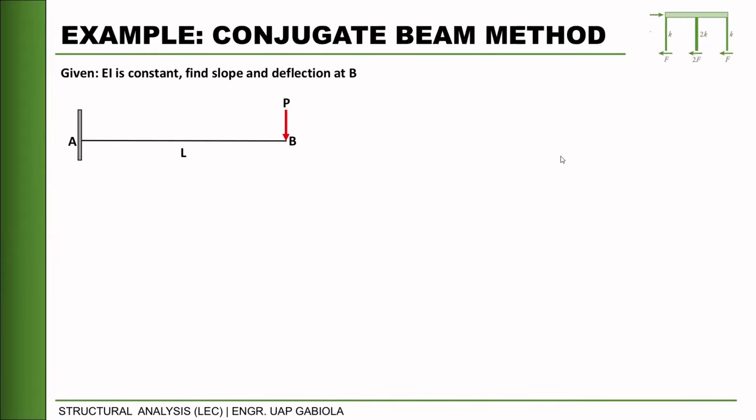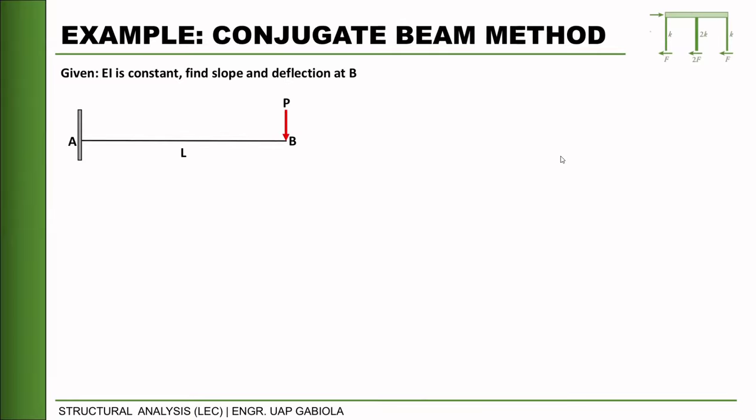So this is the same example we did for the moment area method, to show the comparison. For this overhanging beam, we need to find the slope and deflection at B, at the free end. To calculate this, we need to get the reaction first at the support.